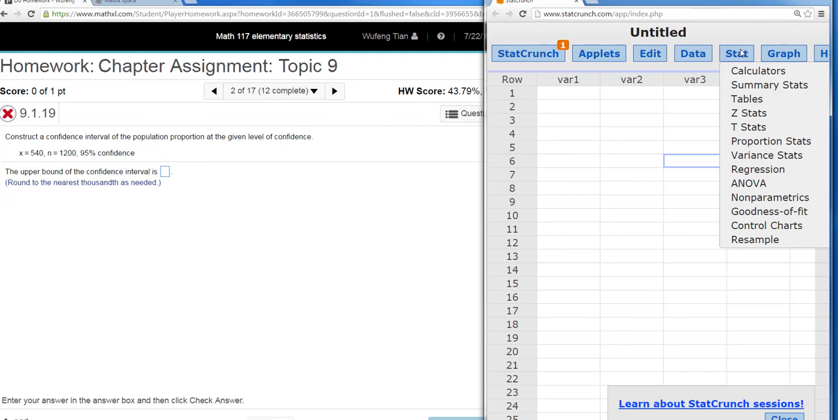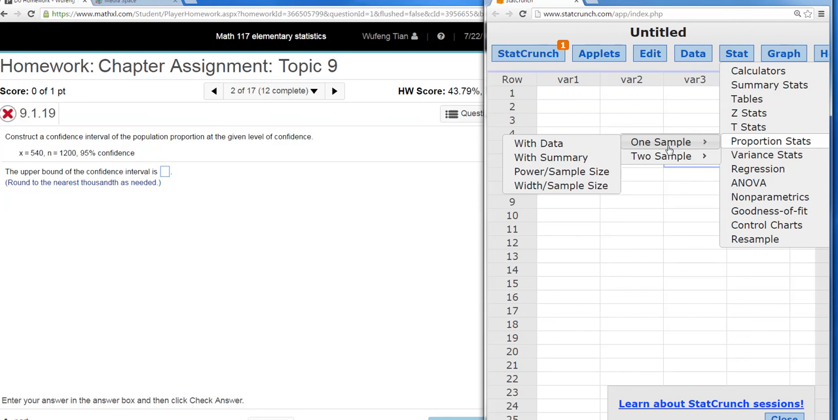So we click Stat. First click Stat. You can see Z stats, T stats, and proportion stats. Basically, those 3 formulas I give you, you can also use these 3 functions to do it. So this one is proportion, because it's a 95% confidence interval with X and N, and it's one sample. In this topic 9 assignment it is all just one sample, okay?